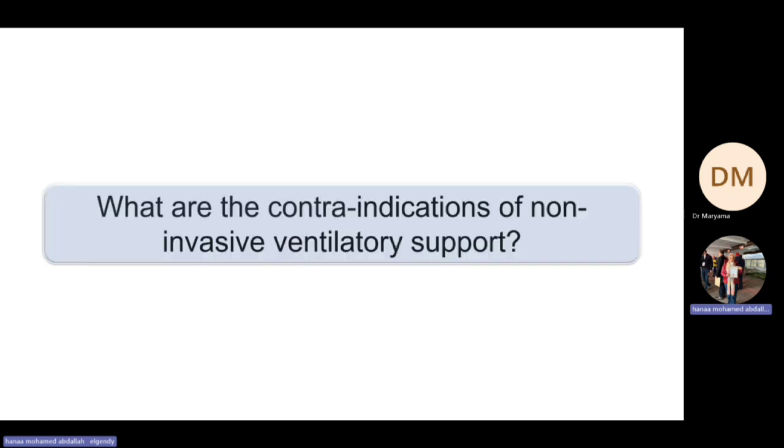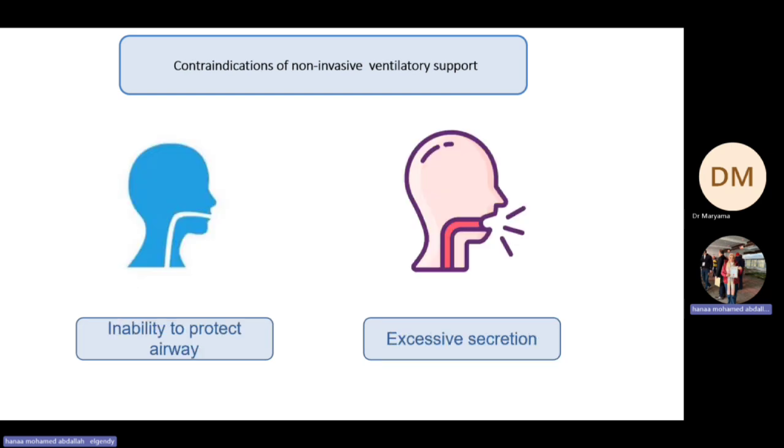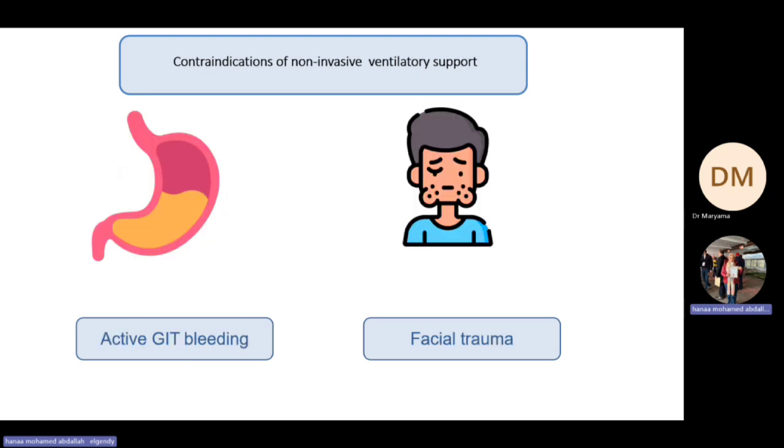The contraindications of non-invasive ventilatory support include post-cardiac arrest patients, patients with hemodynamic instability, patients with inability to protect the airway, either if there is bulbar or pseudobulbar palsy, or patients with disturbed conscious level with Glasgow Coma Scale less than 12, patients with excessive secretions needing excessive tracheal or nasotracheal suction, patients with active GIT bleeding, patients with esophageal or gastric surgery, and patients with facial trauma. All are contraindications for non-invasive ventilation.